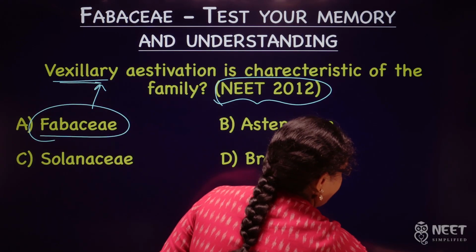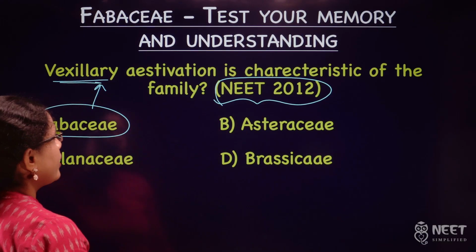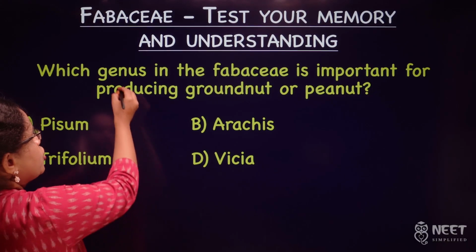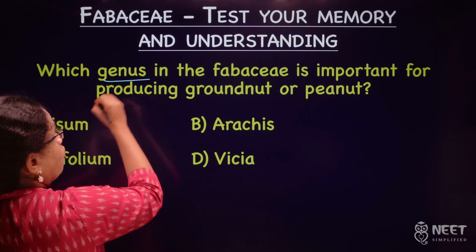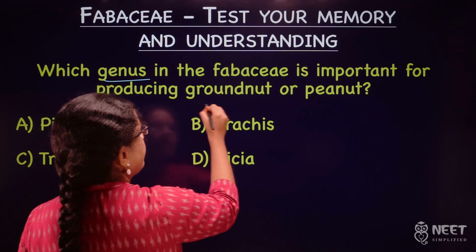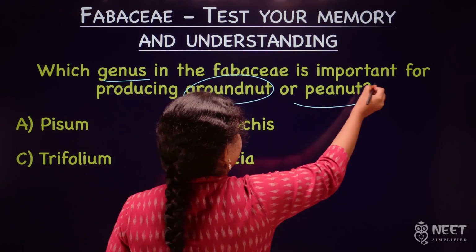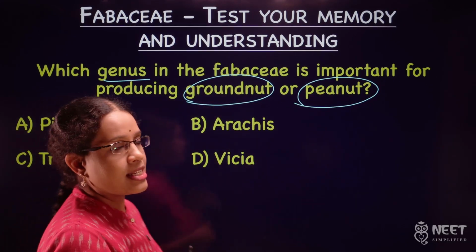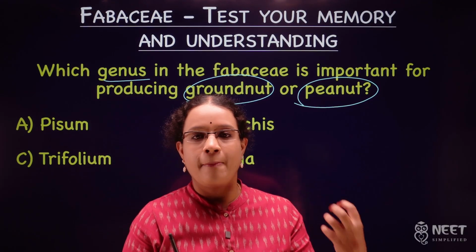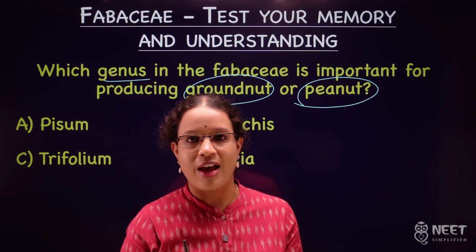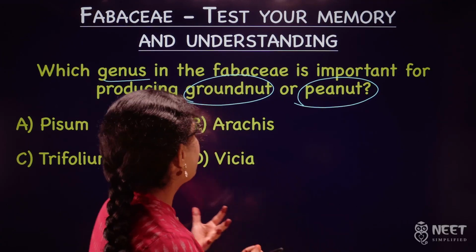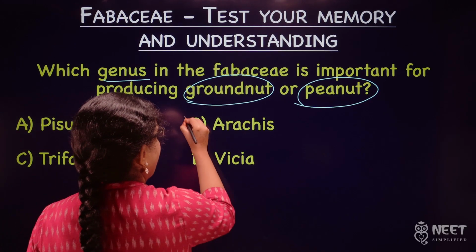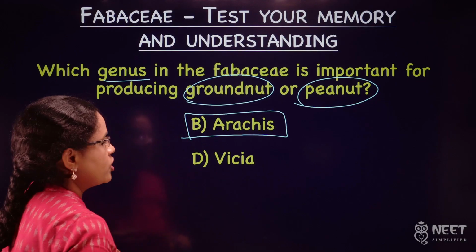Now, moving ahead to our last question over here. Which genus in the Fabaceae is important for producing groundnut or peanut? Now, we have discussed lots of plants which are included in this family. Now, we are going to talk about where we get this groundnut and peanut from. It is Arachis hypogaea. So, that is our genus.